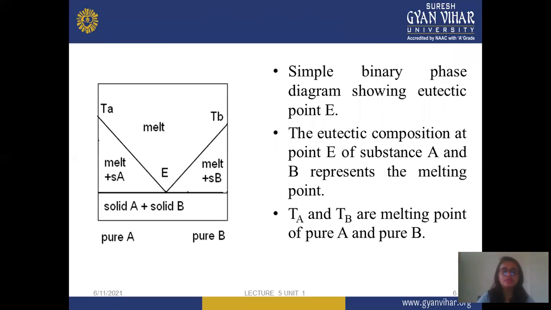In the simple binary phase diagram, the eutectic point is E, and A and B represent the melting points. E is the eutectic mixture point of the compound, and A and B are the two components of that eutectic composition. TA and TB are the melting points of pure A and pure B. This is the eutectic mixture of A and B, and the eutectic point E is where both A and B melt, at a lower temperature than their individual melting points.